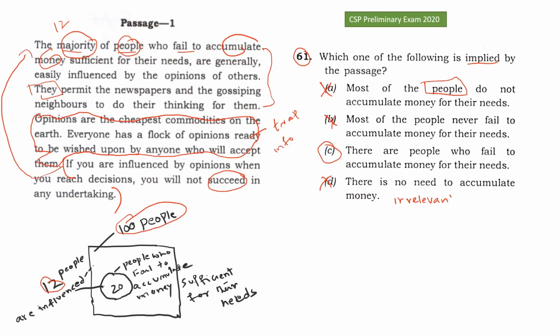And these 2 options, A and B, I would turn them beyond the scope, beyond the scope of the information in the passage. The information in the passage is about this subset. Hence, my option is C.